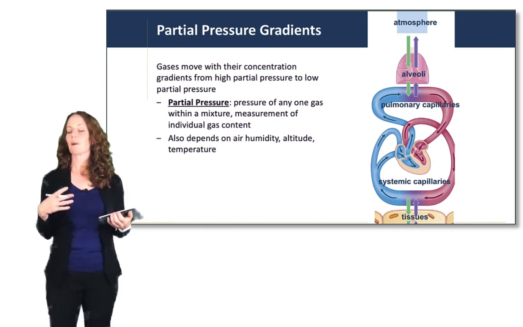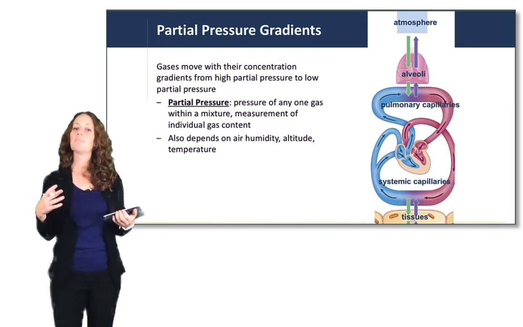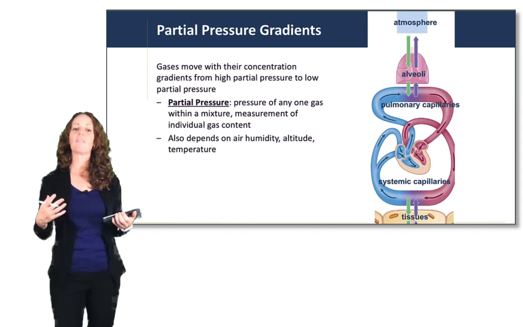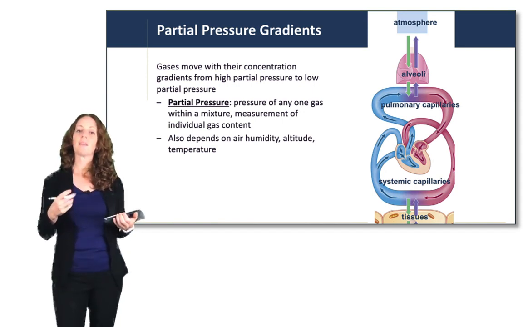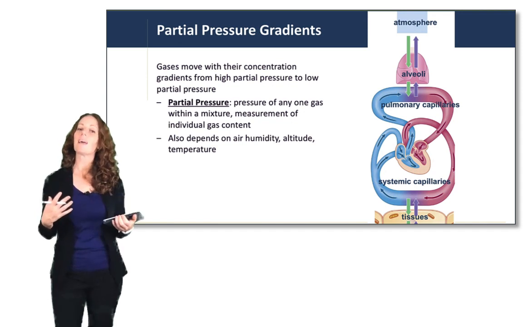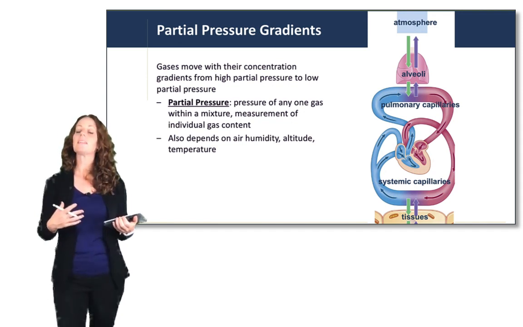Partial pressure is the pressure of any one gas within a mixture, and it's a measurement of the content of that particular gas within a mixture. The amount of gas in a mixture depends on the humidity of the air, the altitude, and the temperature.